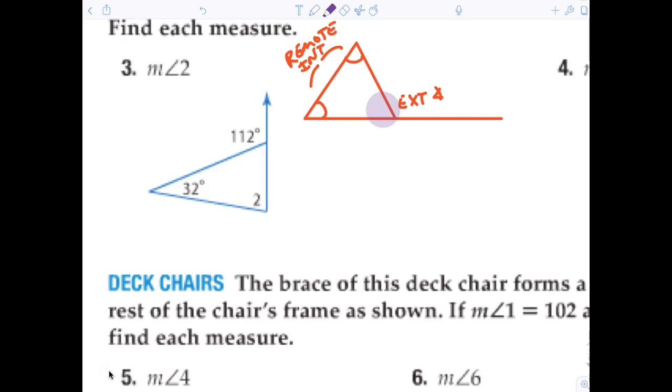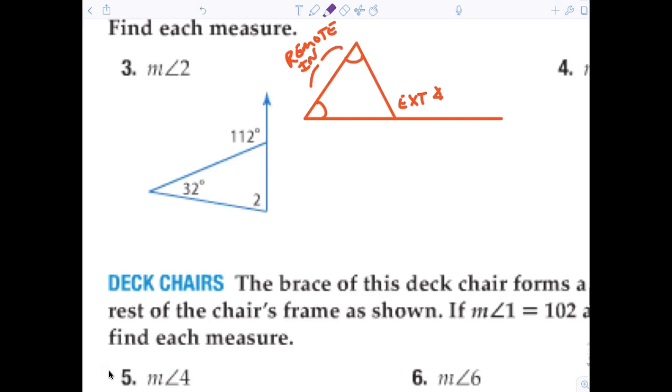So I want someone to try to tell me something about the relationship between the exterior angle and the remote interior angles. What are you thinking? I was going to say about the non-linear. What are you thinking? Okay. So what are you thinking?